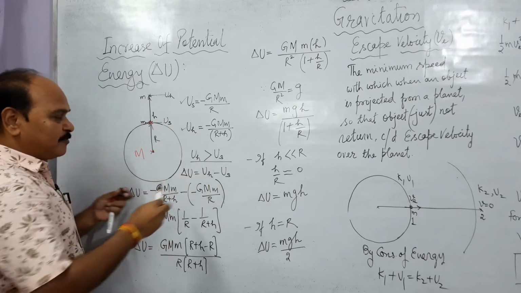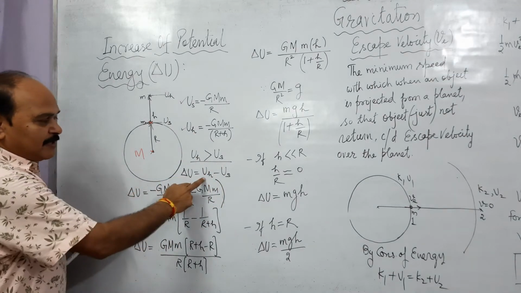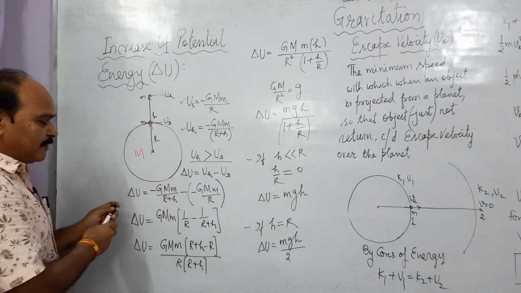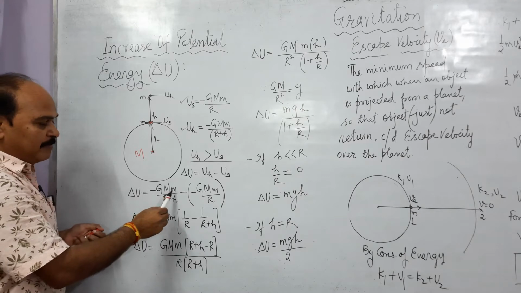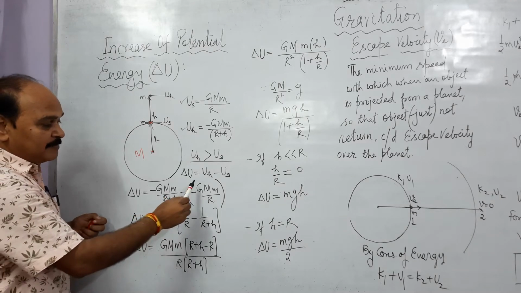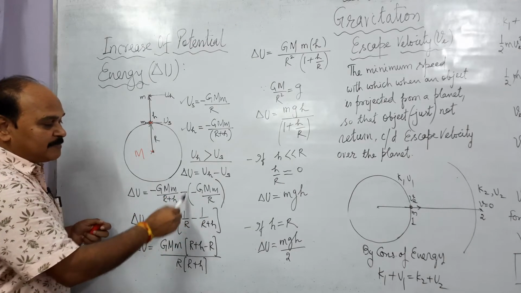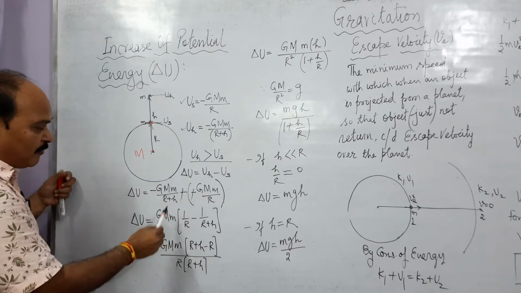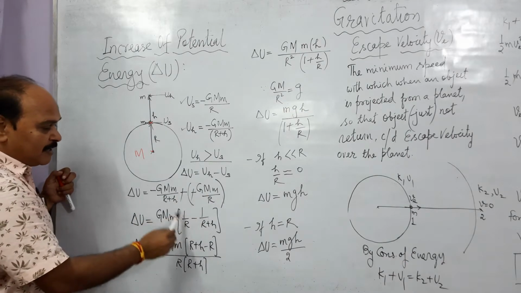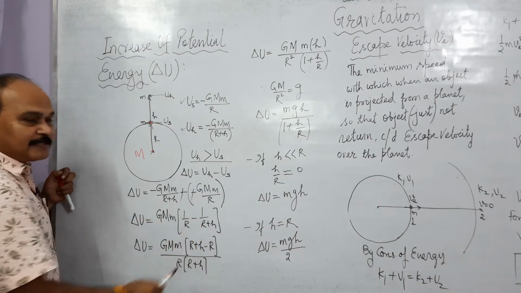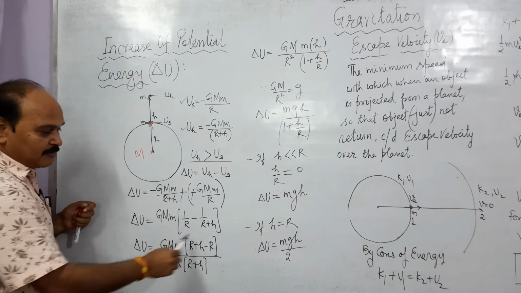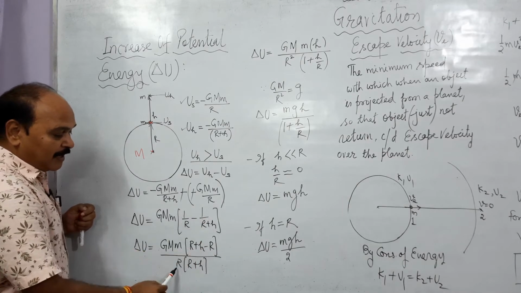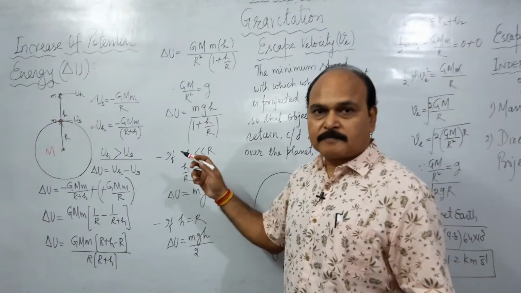So what is the increase in potential energy? Final potential energy minus initial potential energy. If we substitute these values, we get minus GMm by R plus h minus times minus GMm by R. This minus becomes plus. We take GMm as common. We get 1 upon R minus 1 upon R plus h. If we solve the quantity in the bracket, we get R plus h minus R upon R times R plus h.